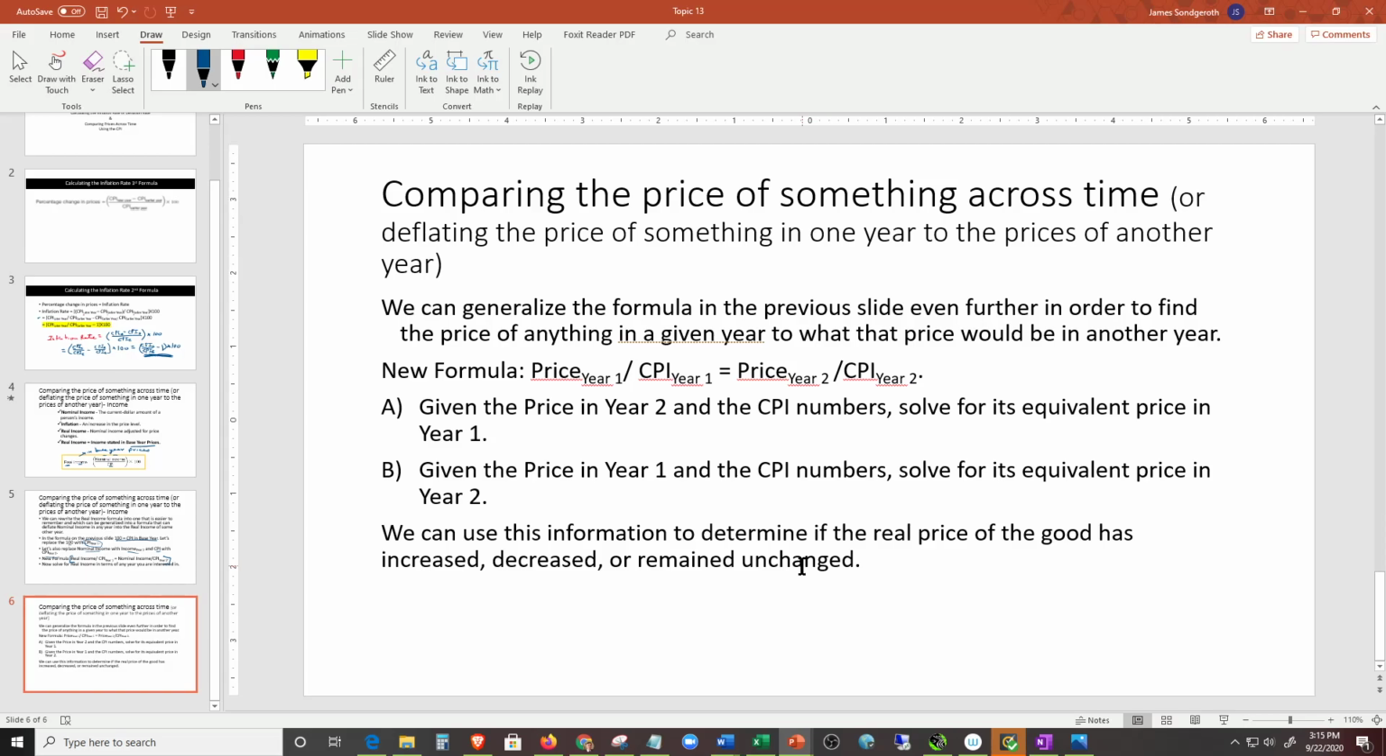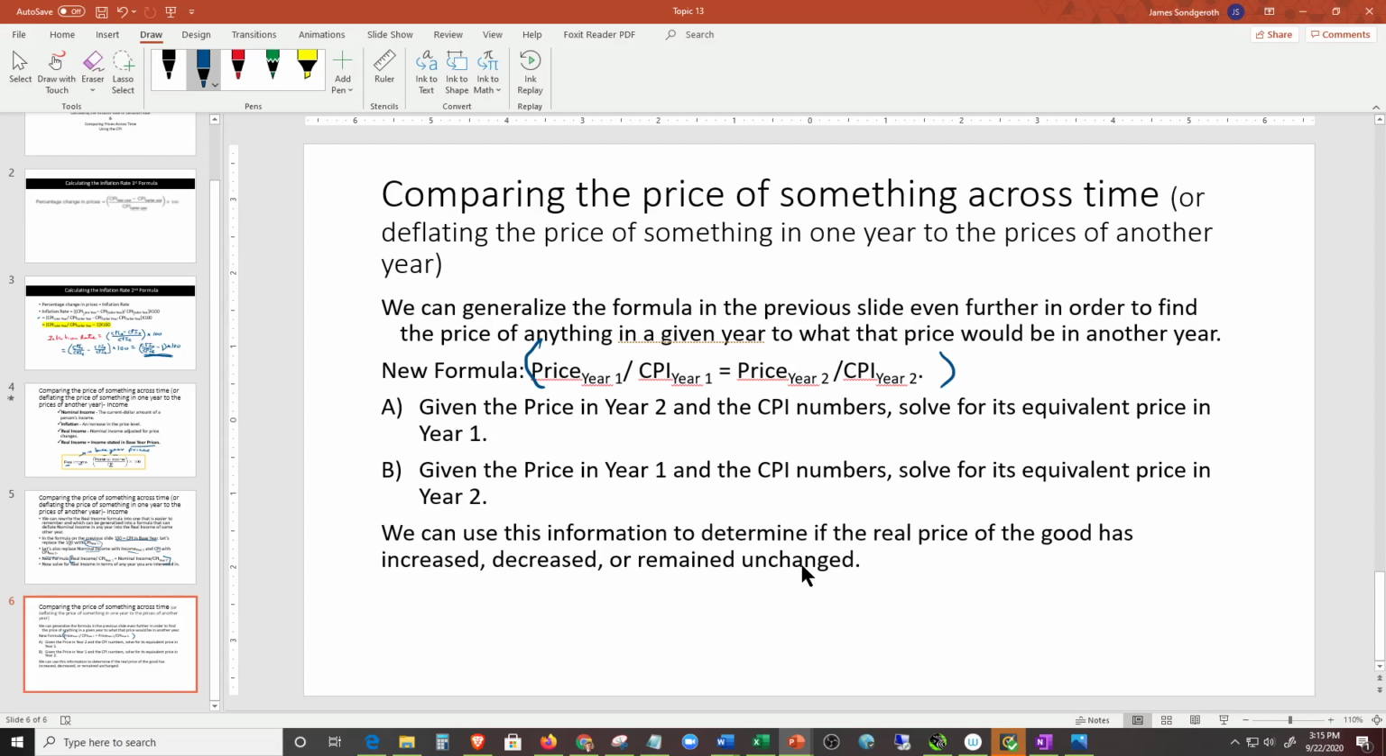So generalizing this formula even more, we can actually put it like this. The price, or nominal income, in any year divided by the CPI in that year. If you want to know what that would be equal to in the prices of some other year, you can use this formula.